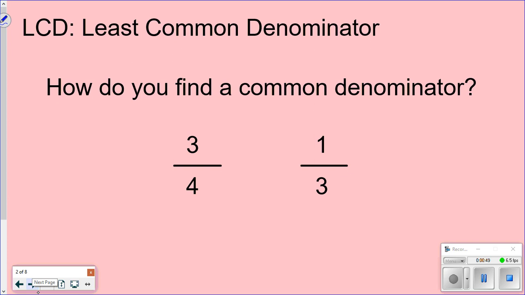To be honest, you don't have to have the least common denominator to add and subtract fractions. You just have to have a common denominator. So don't think that you have to have the LCD. Just a common denominator is already sufficient.